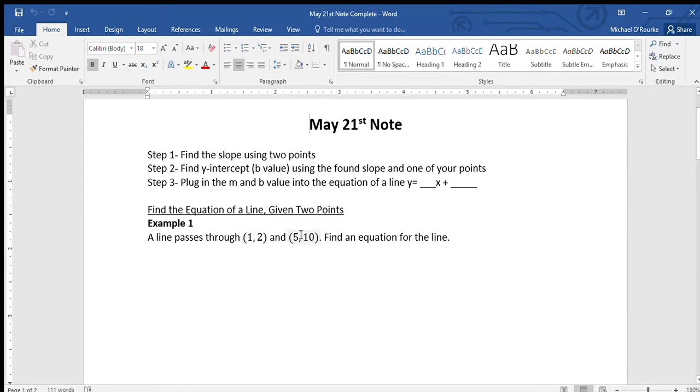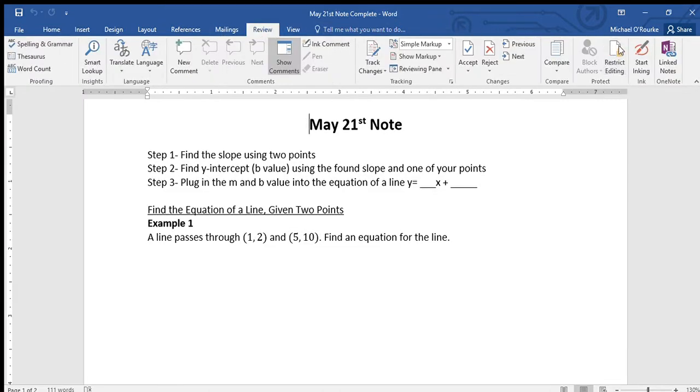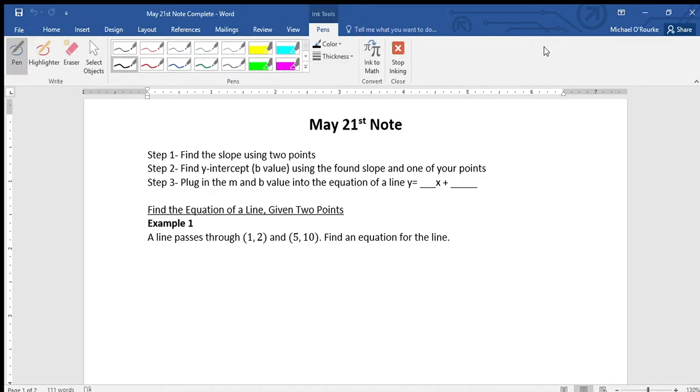Okay, today we're going to take the last two things that we did the last 2 days and put them together: both finding a slope using 2 points, and finding the y-intercept using a point and a slope, which we did to find our equation. So if you've done the last 2 days, you are good to go. We're just going to put the skills together. You're not learning anything new.